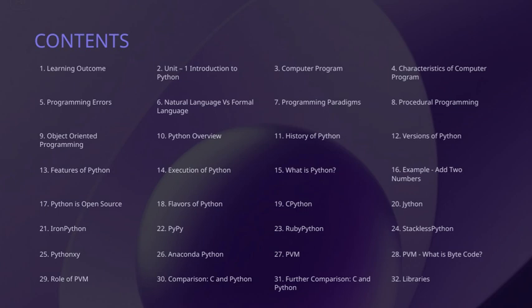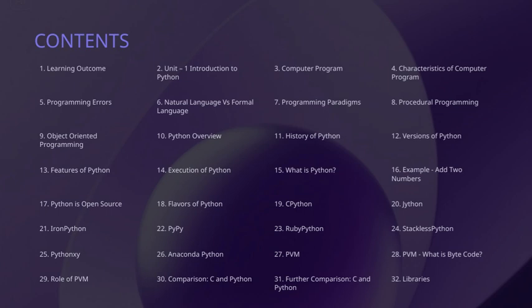Next, Learning Outcome highlights what you should expect to learn from this section. It sets the tone and goals for your learning journey. Moving to Characteristics of Computer Program. This reminds us that understanding what makes a good program is vital. Things like clarity, efficiency, and correctness. Then, what is Python? Clarifies the core question. Python is a high-level, interpreted language known for its simplicity and versatility. Following that, Python is open source, emphasizes that Python's source code is freely available. This openness fosters a large community, continuous improvement, and plenty of resources for learners and developers alike.